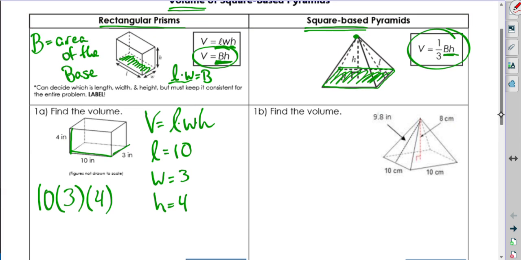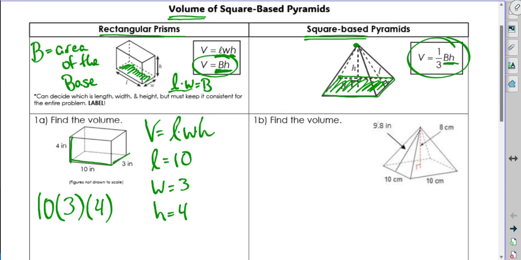Pyramids are going to be new for us, so I'm going to go over what that equation's saying. It's actually the same thing that I described here, though. That capital B, big B, still stands for area of the base. And like I said, it's always going to be a square on the bottom. So to find the area of the base, you could do the side squared, or I always just do length times width.